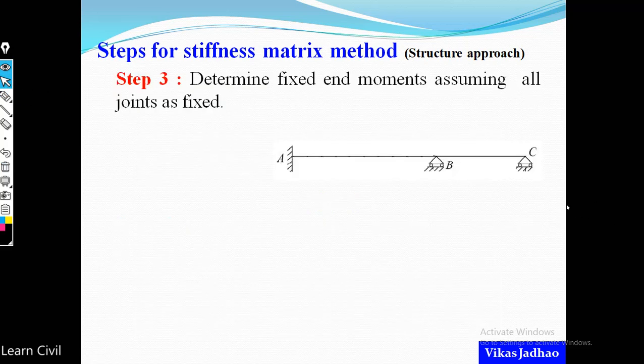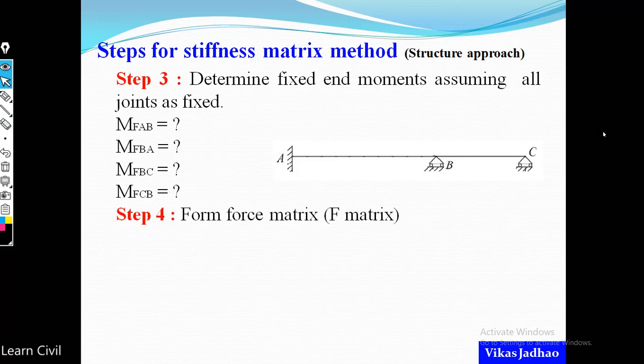Step number 3 is to determine the fixed end moment, assuming all the joints as fixed. So considering each of the members as separate members and each of the ends as fixed end, we will be calculating the fixed end moment for the given external loading. So we will be calculating MFAB, that is fixed end moment at AB, MFBA, MFBC and MFCB by using standard fixed end moment values.